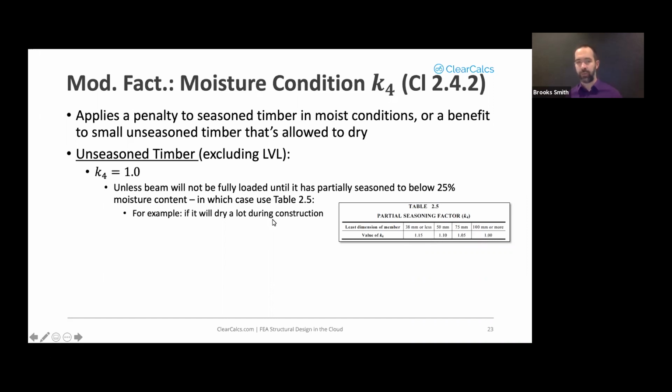So what actually does that mean though? That means that if you're using an unseasoned timber and it's going to be underneath a roof, it's going to dry a lot during construction, then you can probably take advantage of this. But different timbers dry at different rates, different species dry at different rates. So talk to your retailer or distributor and ask them how fast the particular member you're using might dry, and see if you can take advantage of this K4 factor boost here. This could give you up to a 15% boost in capacity if you're using an unseasoned timber.